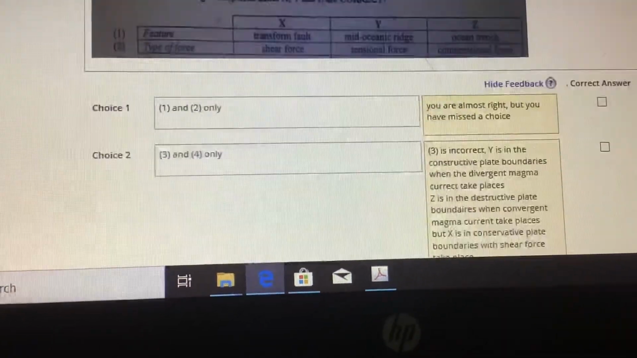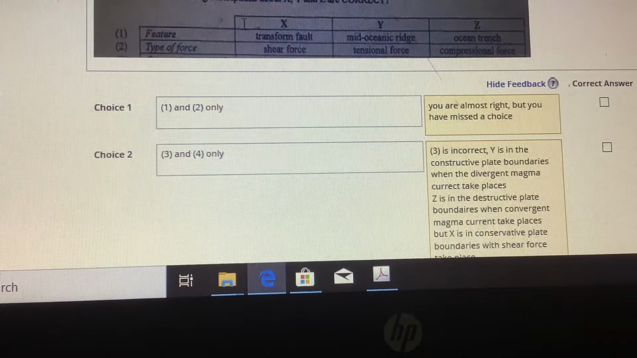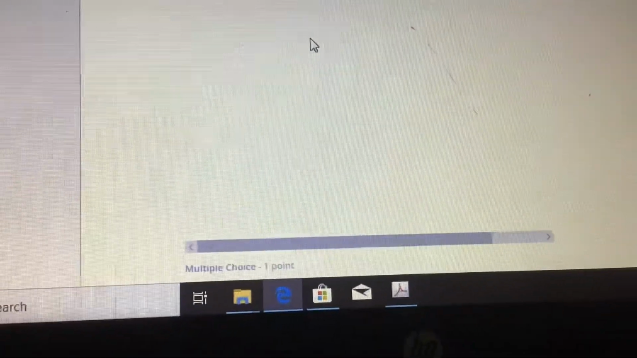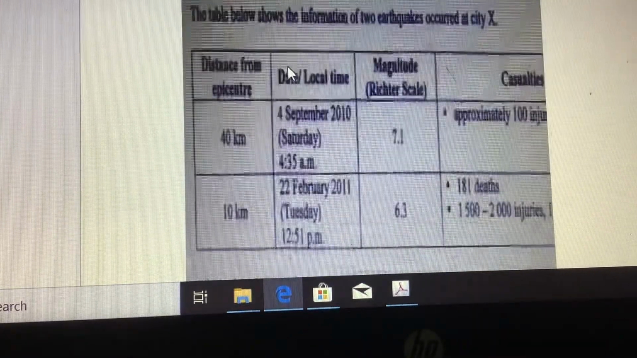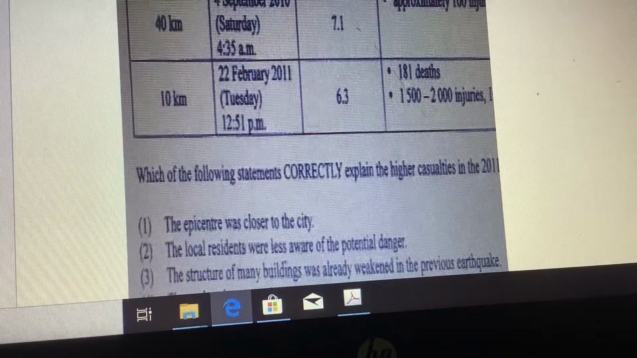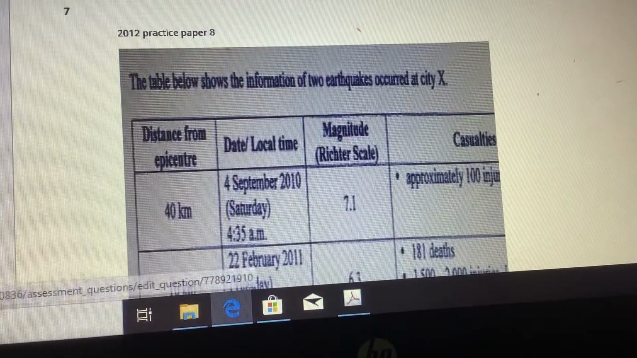Okay. Number 7. You can see. How can I make it better? Like this.